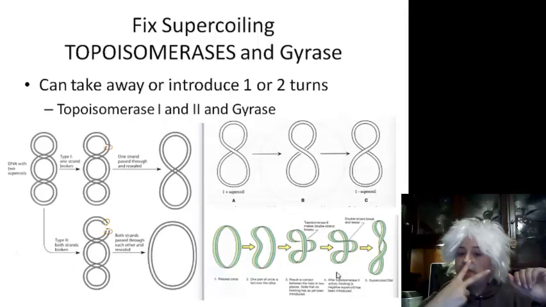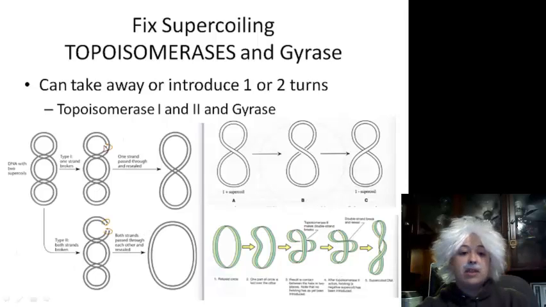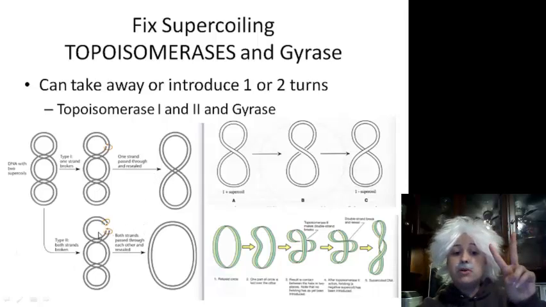Topoisomerase has two different types, topoisomerase 1 and topoisomerase 2. And then we have gyrase. Topoisomerase 1 cuts one of the strands and allows it to uncoil. Topoisomerase 2 can cut both strands and release it, and it actually becomes a circle.